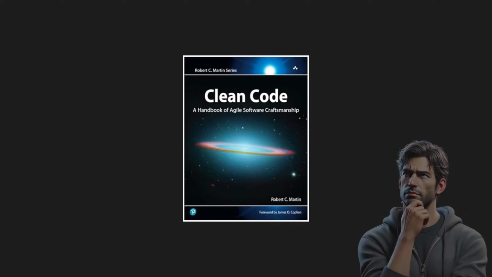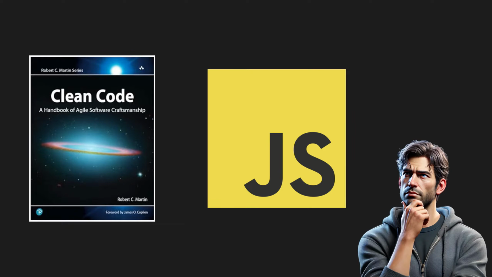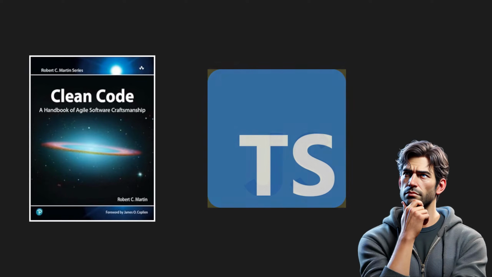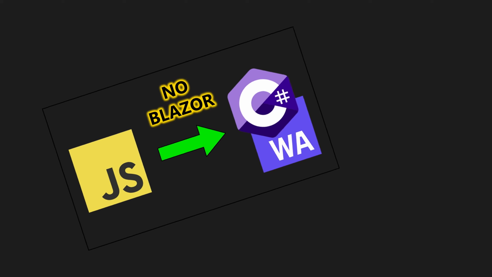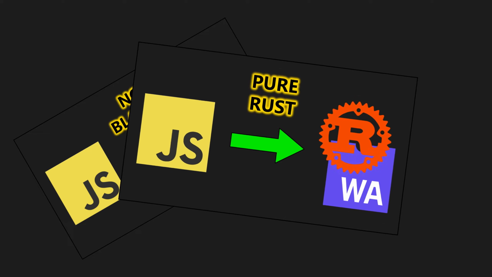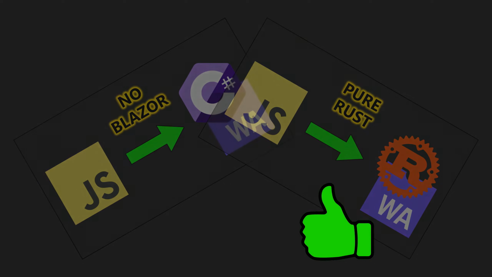Writing front-end code that's easy to understand and easy to change is challenging, especially with JavaScript. But is TypeScript really the better solution? In my previous videos, I experimented with WebAssembly using C# and Rust. And the Rust approach looked very promising. But this time, I think I found an even better alternative.